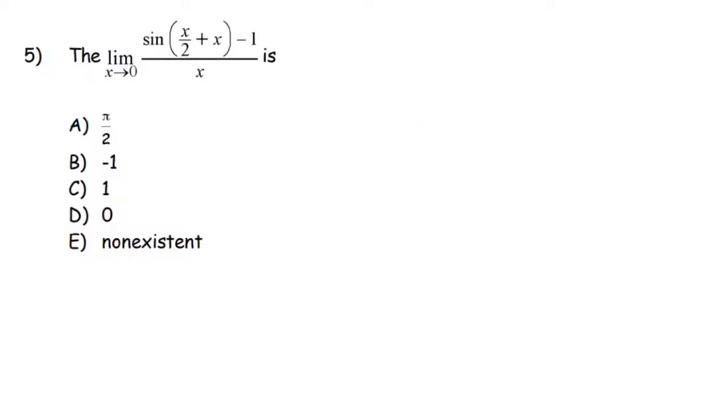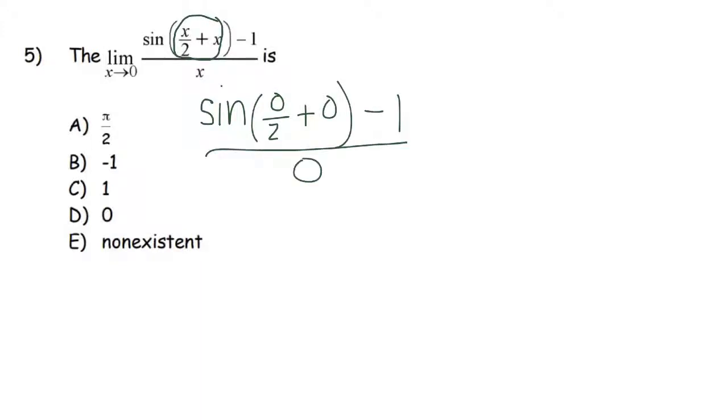Okay, number 5. Now number 5 is a little strange. It almost looks like we have a pattern here, but notice that both of these terms here, those are x's. So let's see what happens here. If I plug in, I get sine of 0 over 2 plus 0, minus 1, all over 0, which is still looking kind of strange. But the shady part of this is we've got a minus 1 here, and we don't have an h anywhere. So that's really making me wonder about this problem.